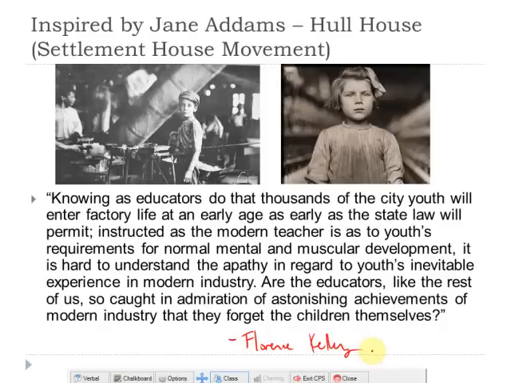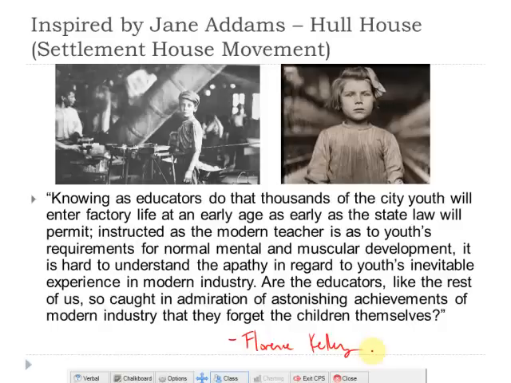Knowing as educators do that thousands of the city youth will enter factory life at an early age, as early as a state law will permit, instructed as the modern teacher is to youth's requirements for normal mental and muscular development, it is hard to understand the apathy in regard to the youth's inevitable experience in modern industry. Are the educators like the rest of us so caught in admiration of astonishing achievements of modern industry that they forget the children themselves.